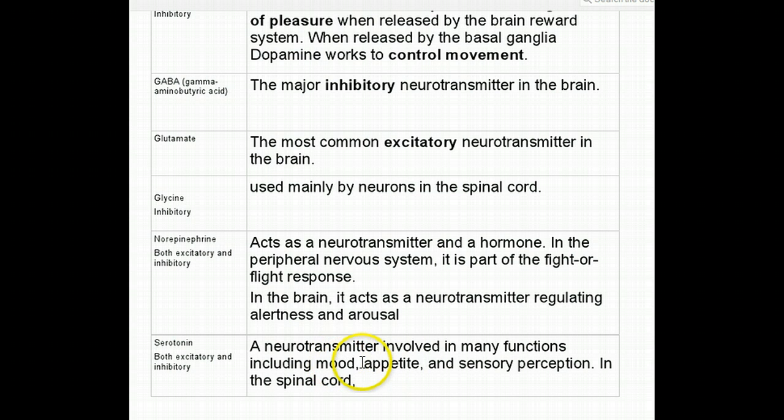And it is really important that you know the different functions of each of these neurotransmitters, because we will be talking about disorders associated with each one of them.